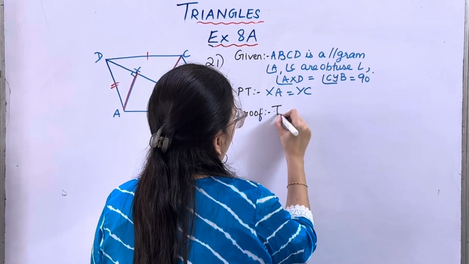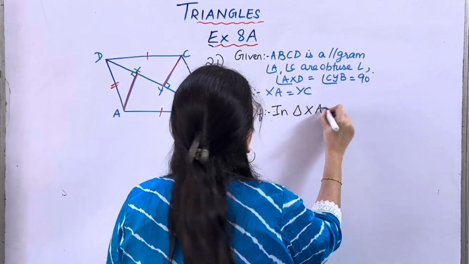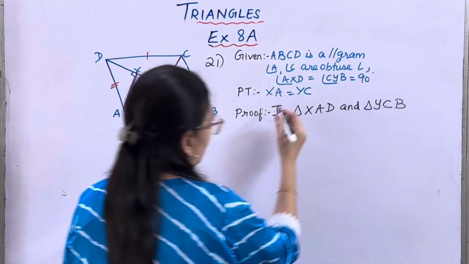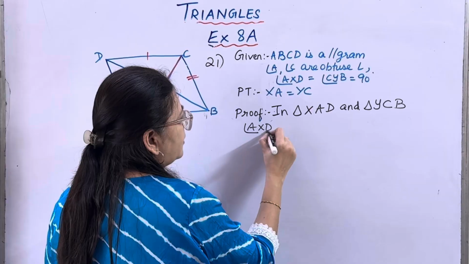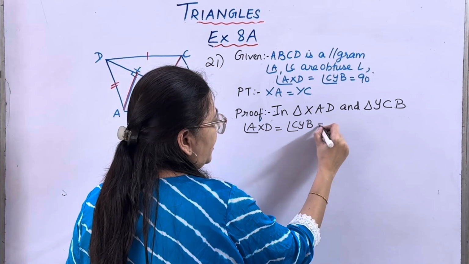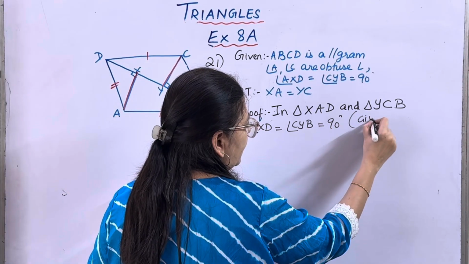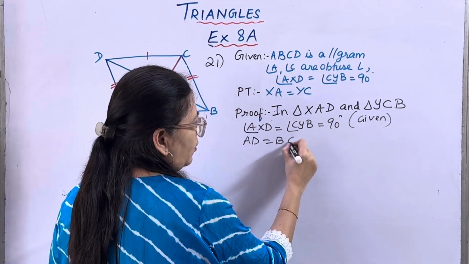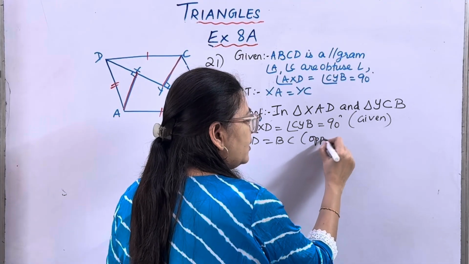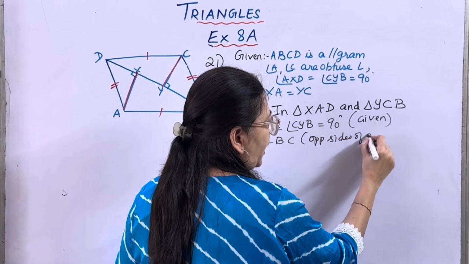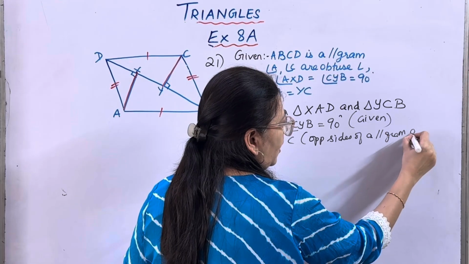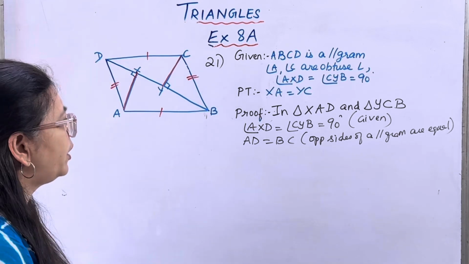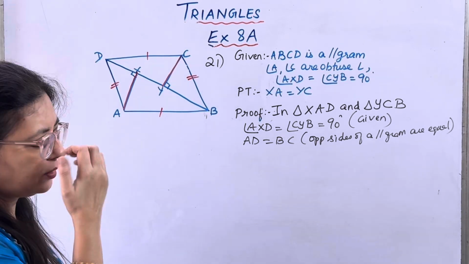So, in triangle XAD and triangle YCB. Okay, what is given? Angle AXD is equal to angle CYB is equal to 90 degrees. Reason: given. Then AD is equal to BC. What is the reason? Opposite sides of a parallelogram are equal. So two conditions you got. Now think of the third condition.